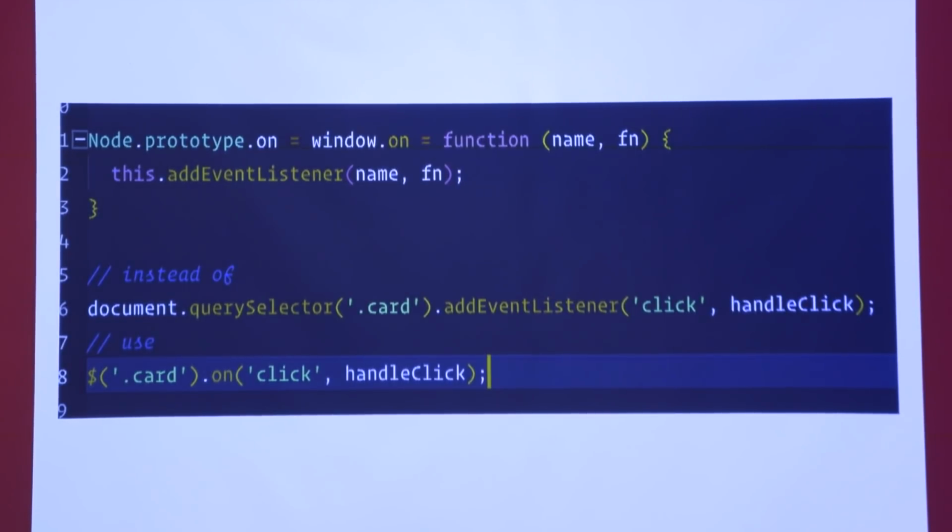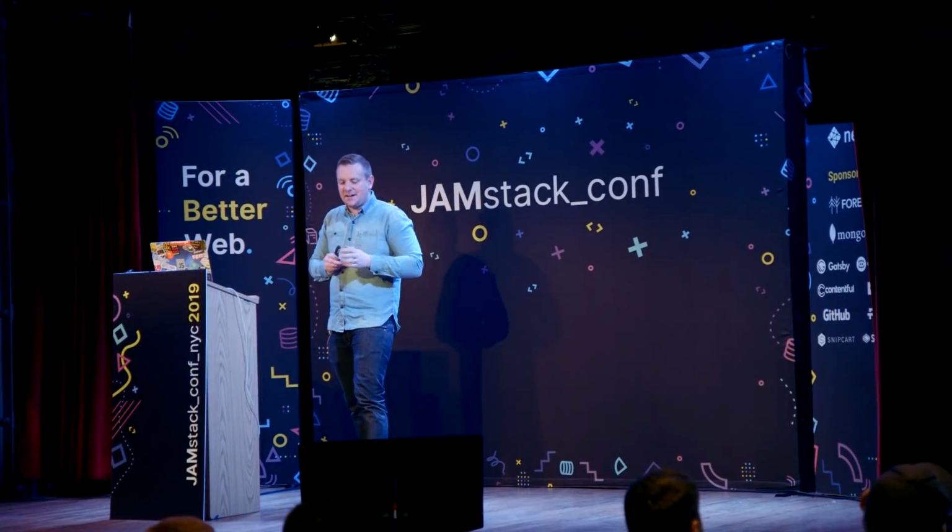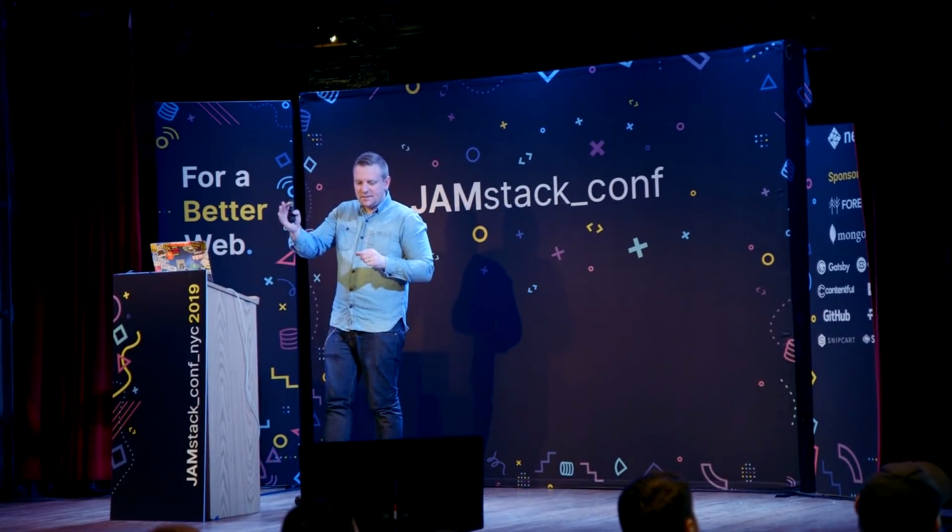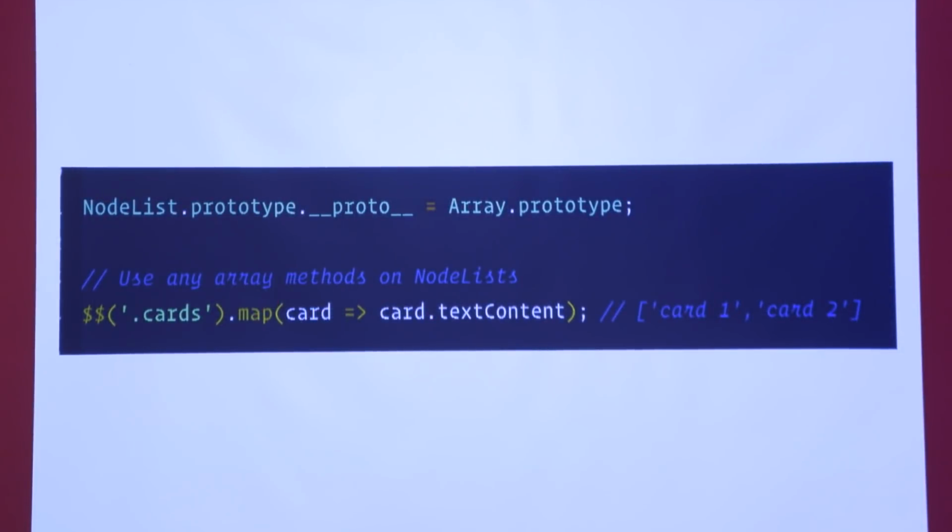Next one is you take any node and you modify the prototype to add a method called on, and you also add a method called on the window. All that does is make a new method, which in turn will add an event listener to the actual element itself. So instead of doing document.querySelector card.addEventListener click, handle click, you can simply select the element, check for, say, on click, and then you can handle the click. Which is a nice, clean API.